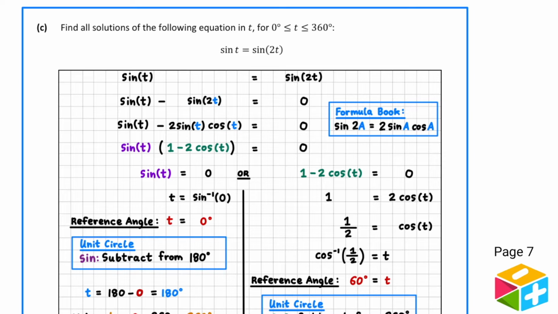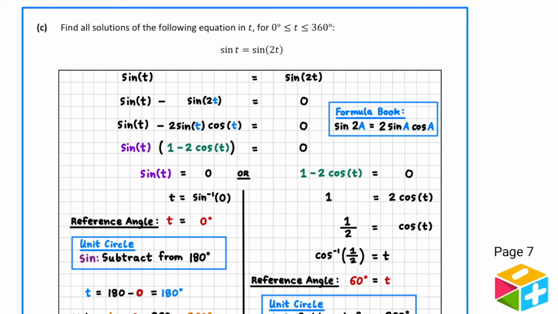Now we have a common factor of sine t on the left-hand side. This can be factored out. When we take out sine t from sine t, we're left with 1. When we take out sine t from minus 2 sine t cos t, we're left with minus 2 cos t.